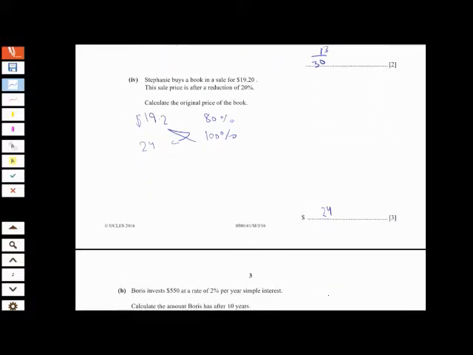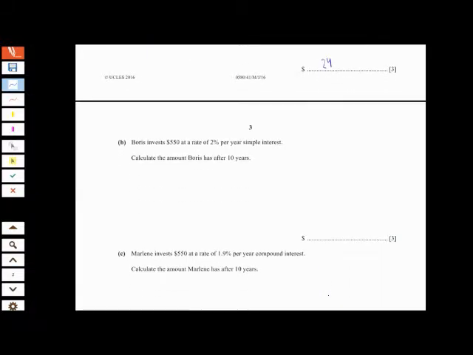Now question B. Boris invests $550 at a rate of 2% per year, simple interest. Calculate the amount. Okay, it's just a basic simple interest question. This is the equation, PRT over 100. Now P is the amount he invested, which is 550, times R, which is the rate, which is 2. The time is 10 years.